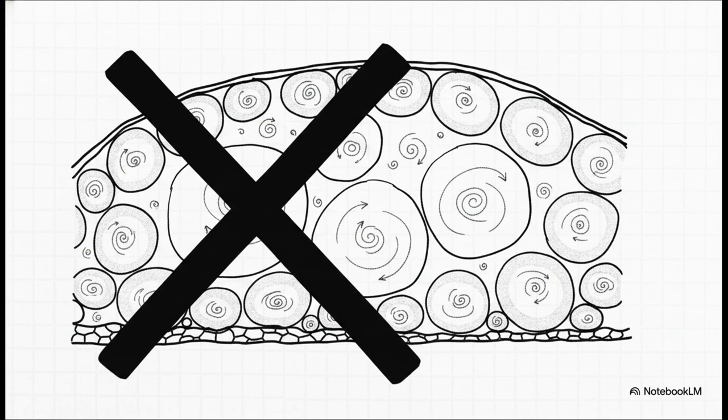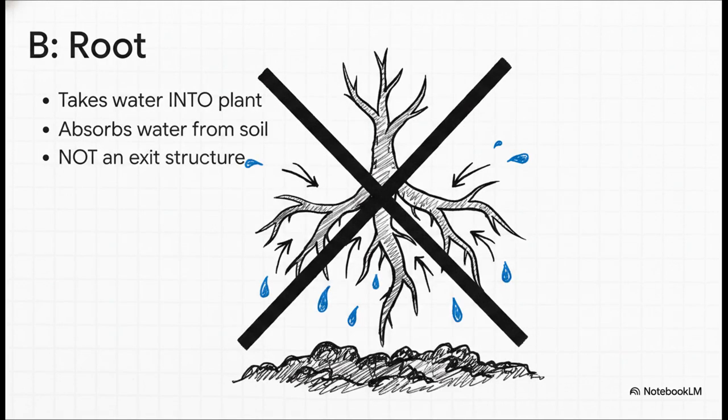Okay, let's break down option A, the spongy mesophyll. If you look at a cross-section of a leaf, the spongy mesophyll contains these loosely packed, moist cells with a bunch of air spaces between them. Now, these air spaces are absolutely fantastic for assisting internal gas movement inside the leaf. But here's the catch. They are internal. They are not the main external opening or pore through which water vapor actually leaves the leaf. Because our question specifically asks for the structure responsible for water loss to the outside, we can confidently cross option A off our list.